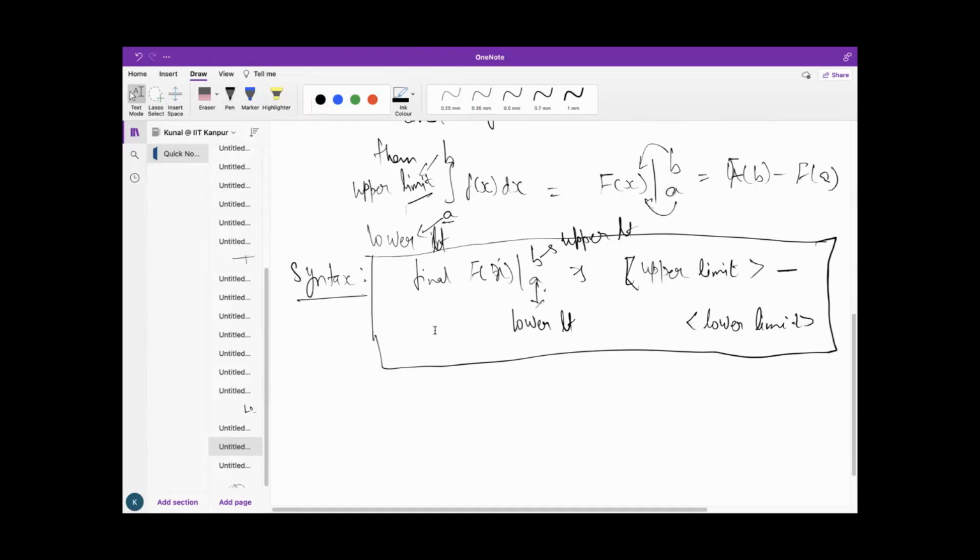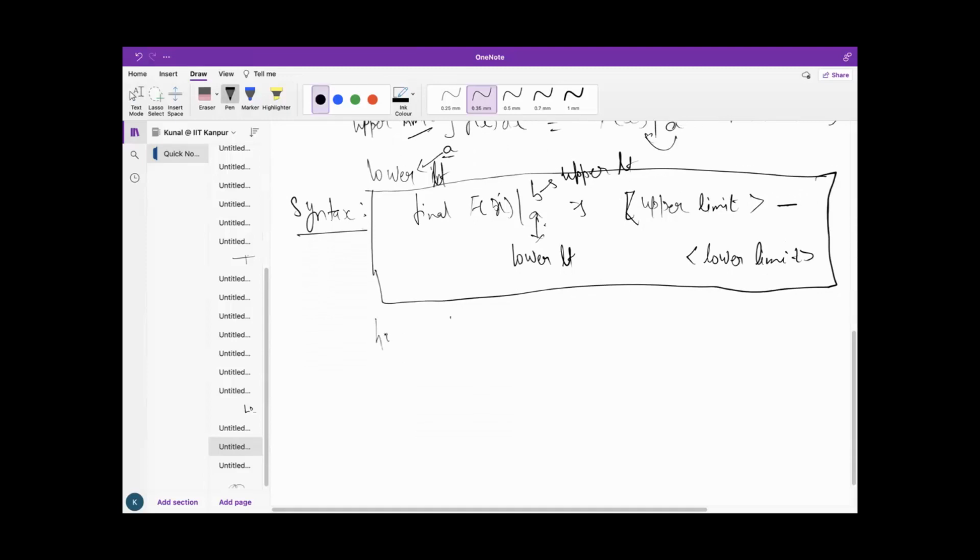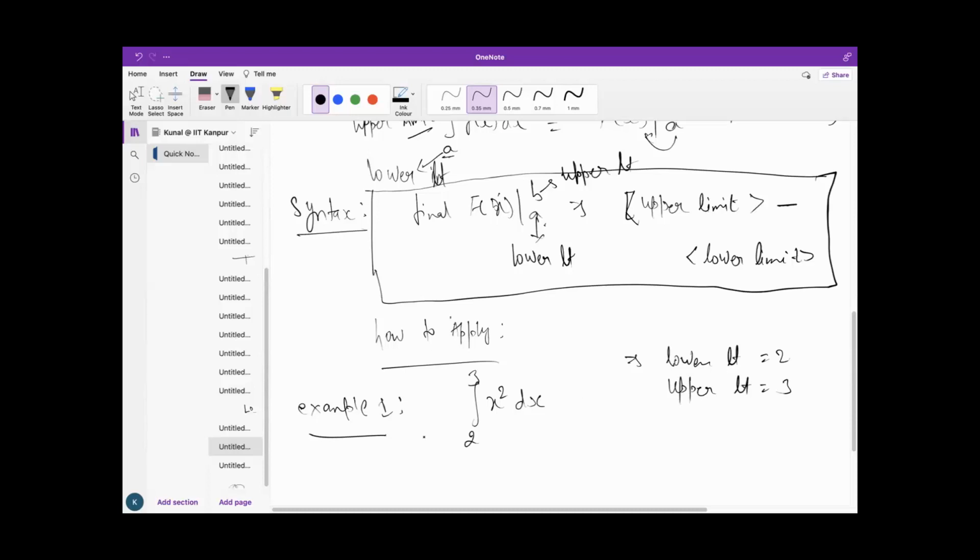So let me show you how to apply it. I am showing you by example. So let us see an example of how to apply this. Example one. Let us suppose we have to integrate x square dx from 2 to 3. So first identify which one is our lower limit and which one is the upper limit. We can write here the lower limit given is 2 and the upper limit is 3, because one is at the tail and one is at the head of the integral sign.